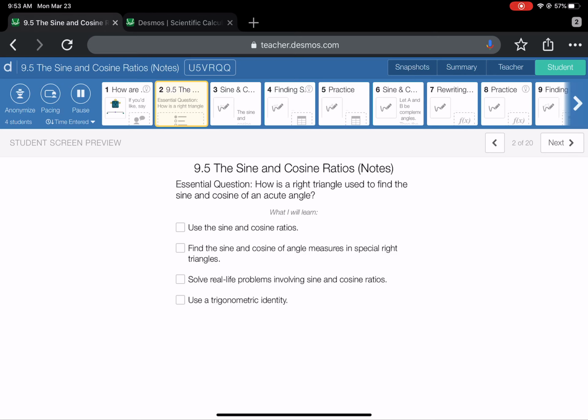What you will be learning is how to use the sine and cosine ratios, how to find the sine and cosine of angle measures in a special right triangle, how to solve real-life problems involving sine and cosine ratios, and how to use a trigonometric identity.